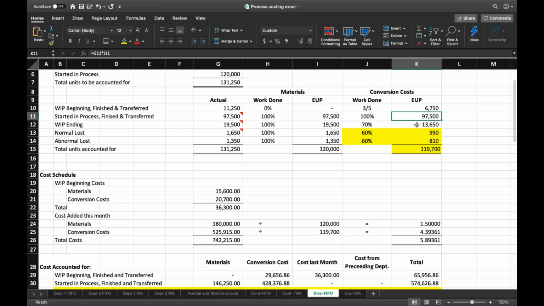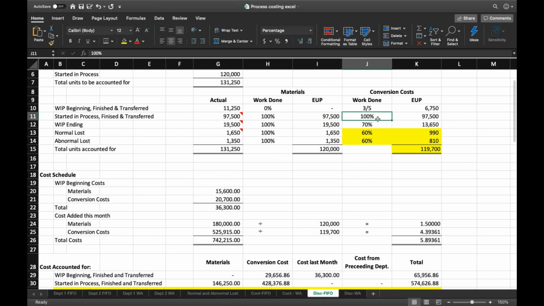Work in process ending is 13,650. Now, the inspection point is 60%. All of these three exceeded the inspection point of 60%, because our work in process ending is 70% complete, so it exceeded the 60% inspection point. It was inspected with the conversion cost of the lost units already applied, before it reached 70%.